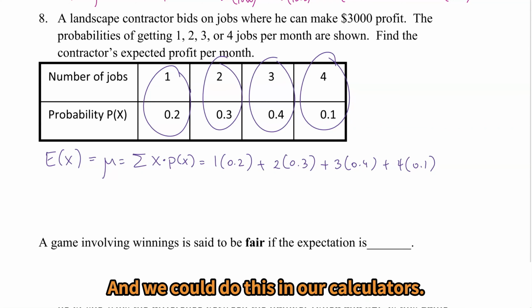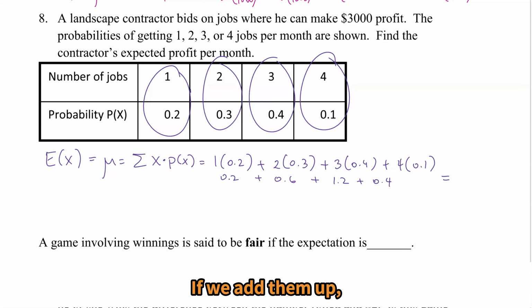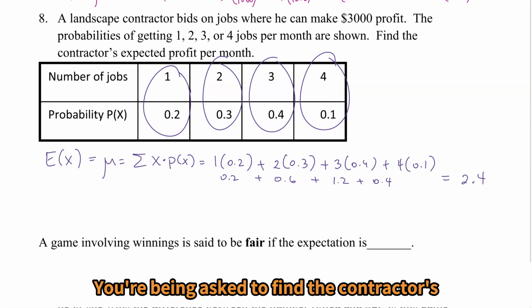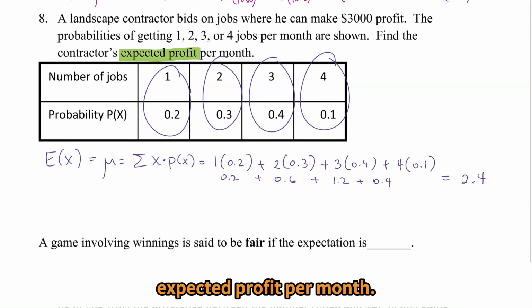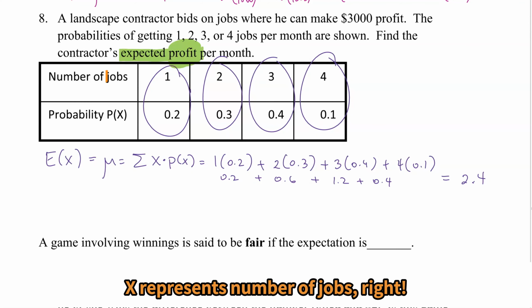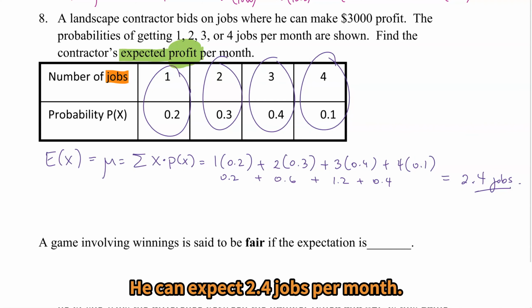And we could do this in our calculators. There's nothing wrong with that at all. If we add them up, we get 2.4. Now, go back to your problem. You're being asked to find the contractor's expected profit per month. What does X represent in this problem? X represents number of jobs, right? So this 2.4 is jobs. He can expect 2.4 jobs per month.